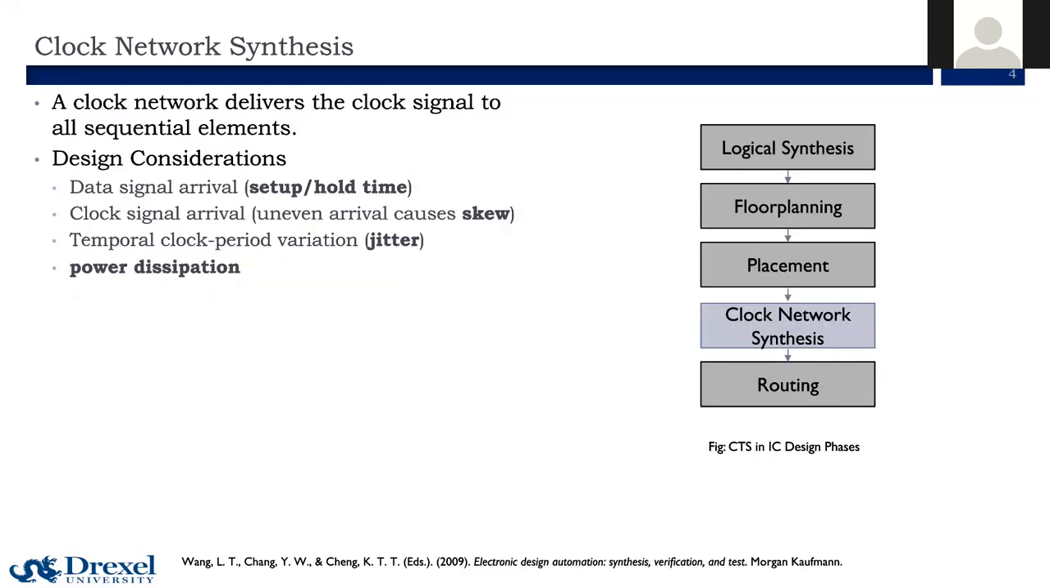A clock network delivers clock pulse from a source to the clock input for all sequential elements in a design. Synthesis is done post placement and pre routing in an IC design flow. Some critical design considerations are data signal arrival that decides whether there is any setup or hold time violations, clock signal arrival that decides whether there is a skew, where a skew is when clock signal arrives unevenly. In these cases, we'd have skew variations. Temporal clock period variations, which causes jitter, which is obviously undesirable. And power dissipation, since a clock network consumes a significant amount of power.